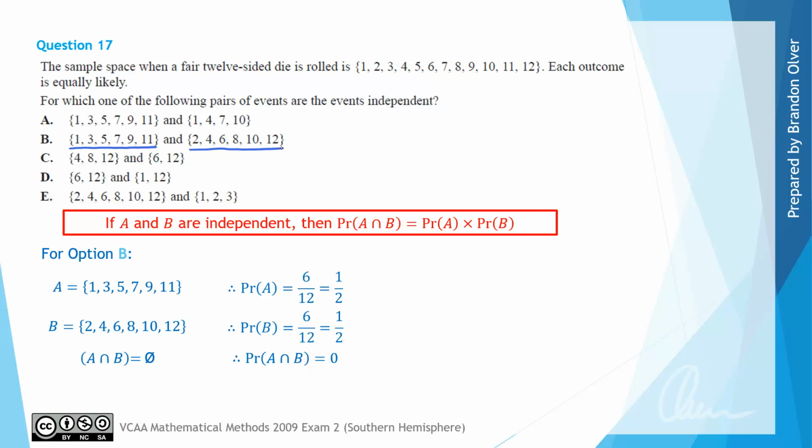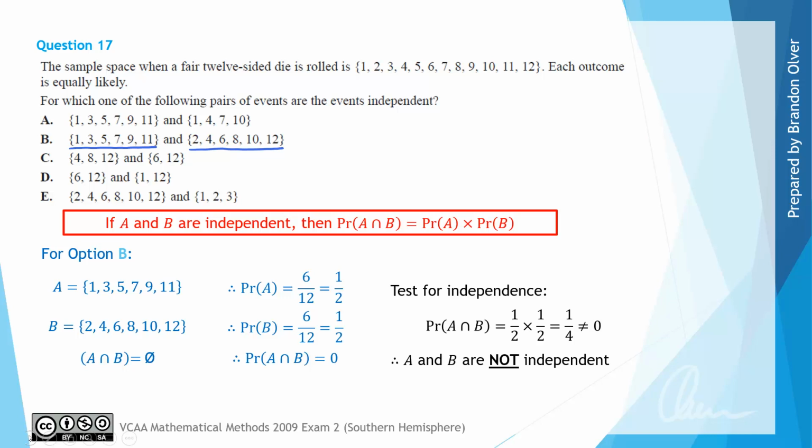And we can check that the intersection of those two lists has no elements in it, so it's the null set, which is what that little symbol down here means. And then the probability, if we've got 6 outcomes in A, is 6 out of 12, which is 1/2. B has 6 outcomes, so it's 6 out of 12, which simplifies to 1/2. And the null set, A intersecting B having no elements in it, means the probability of A intersecting B is 0. And from there, we test for independence.